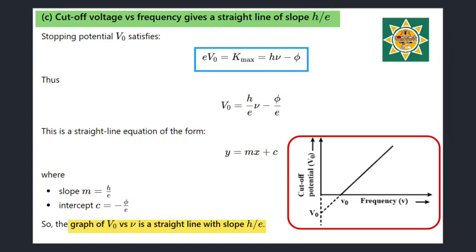Now let us split the equation. So V naught equals h by e into nu, minus phi by e. This equation resembles the straight line equation, that is y is equal to mx plus c. So let us compare these two equations. When V naught is plotted on the y-axis and nu is plotted on the x-axis, naturally h by e becomes the slope, that is m. So slope m is equal to h by e, and the intercept, that is c, is minus phi by e here. So the graph of V naught versus nu is a straight line with the slope h by e.